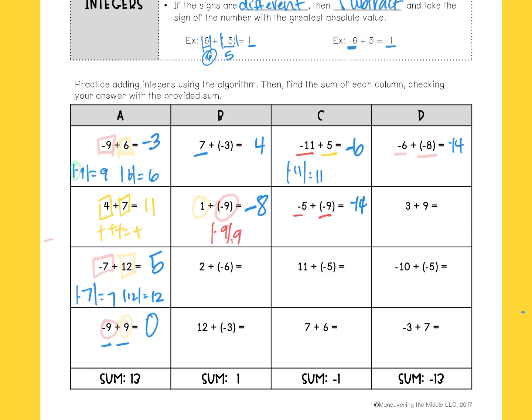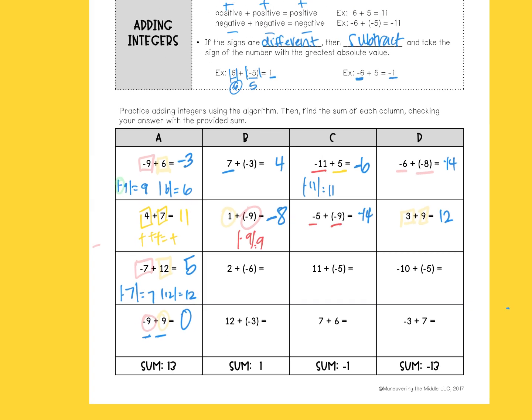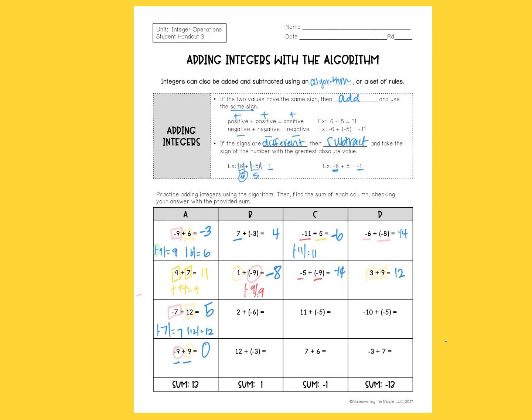And now we have 9 plus 3. I have two positive numbers, so my answer will also be positive. 9 plus 3 is 12. If you guys will do negative 10 plus negative 5 by yourselves, and negative 3 plus negative 7 by yourselves, then take the time to glue these notes into your journal and complete your summaries.